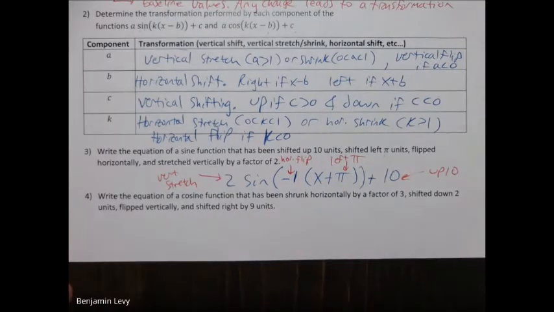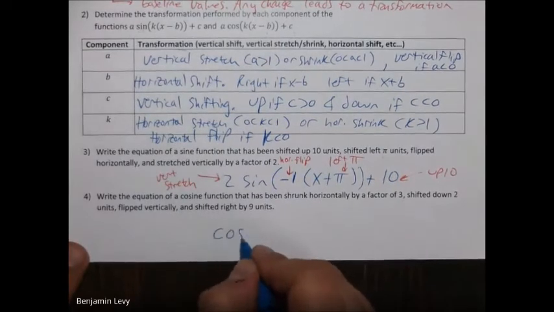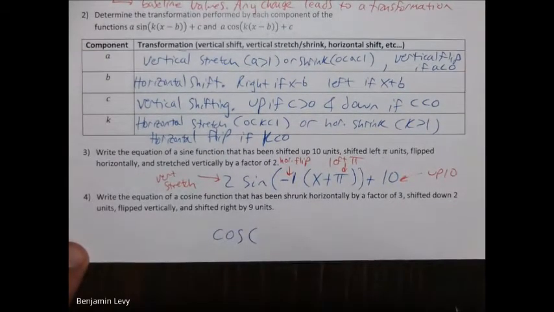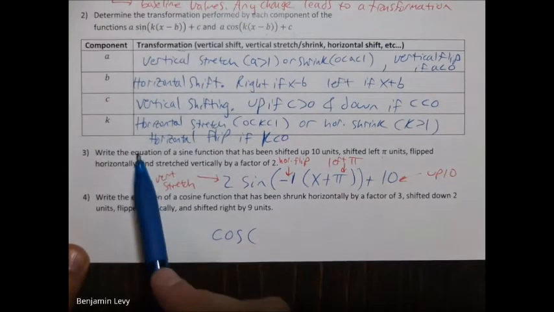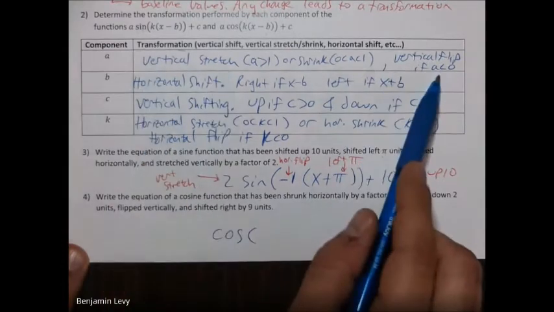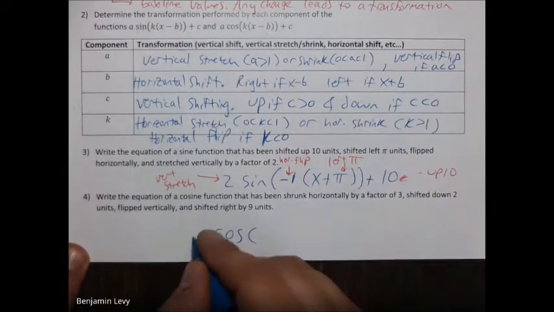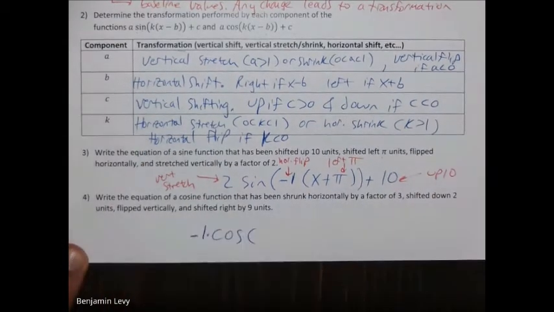Okay, so we're going to mess around with cosine. Let me just write down the cosine part. Let's see here. If I'm reading through it, we want it to be shrunk horizontally by a factor of 3, down 2, flipped vertically, right 9. Okay, so flip vertically, the first thing I'm going to add, that's going to be the a value being negative. And so we'll have negative 1 to flip it vertically.